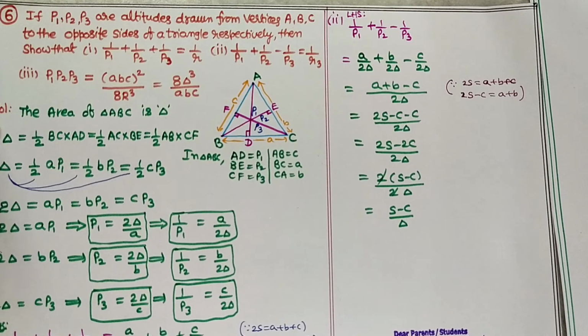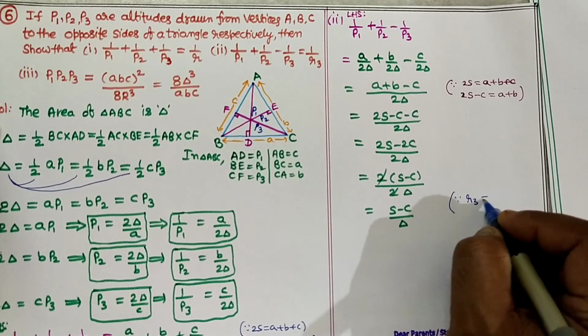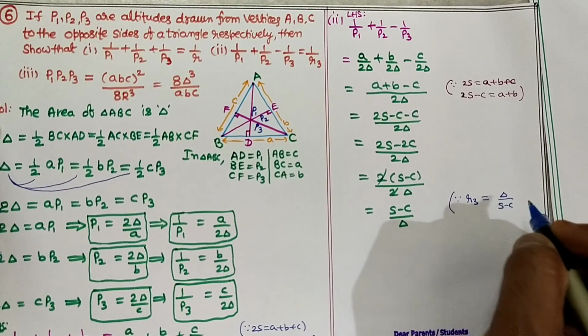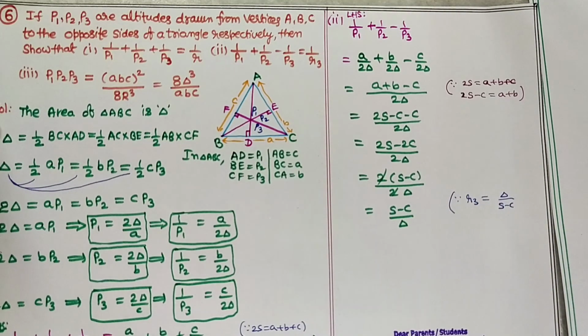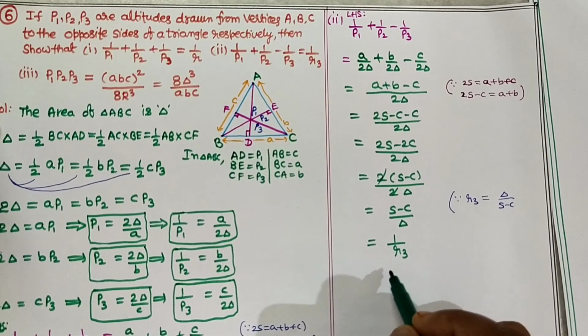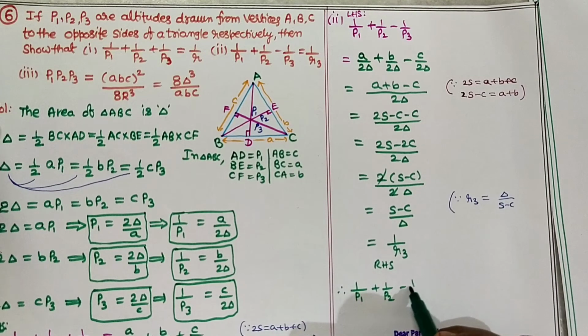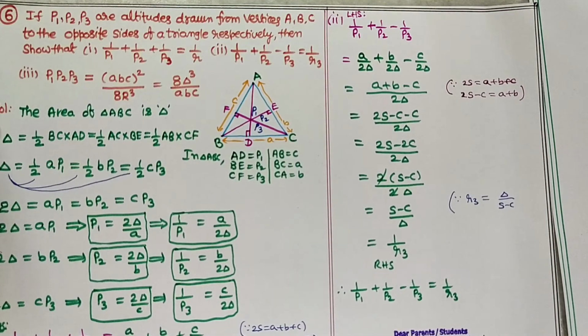We know one more formula: R3 is equal to delta by S minus C. So exactly this is the reciprocal value only. So can we write this as 1 by R3? This is the required RHS. They're asking us to prove this. Therefore, the conclusion: 1 by P1 plus 1 by P2 minus 1 by P3 is equal to 1 by R3. Hence proved.